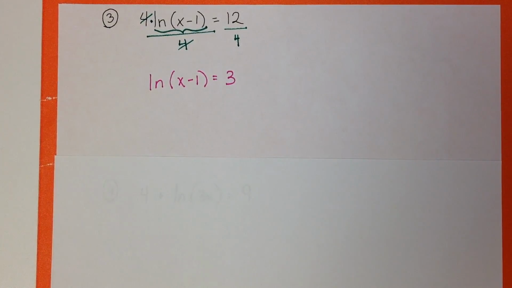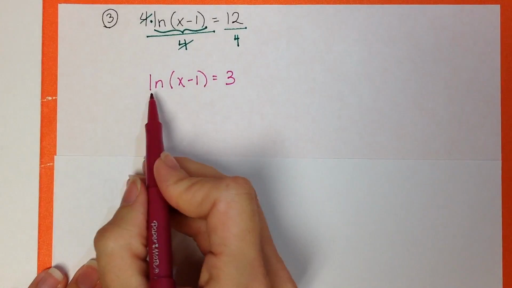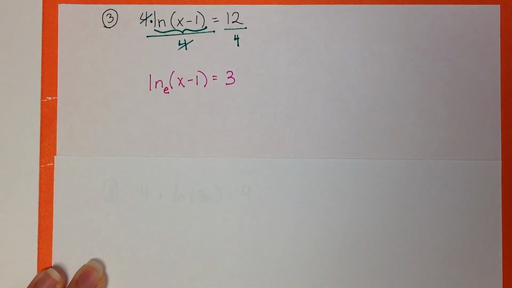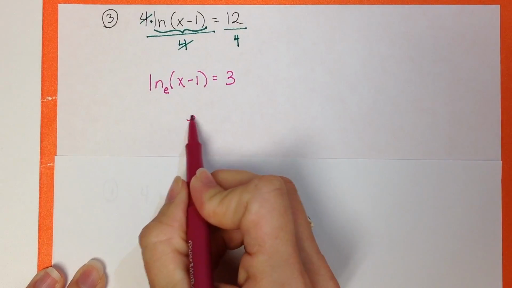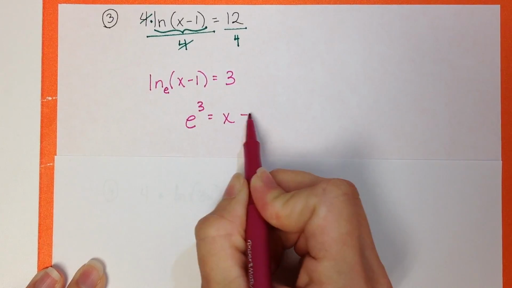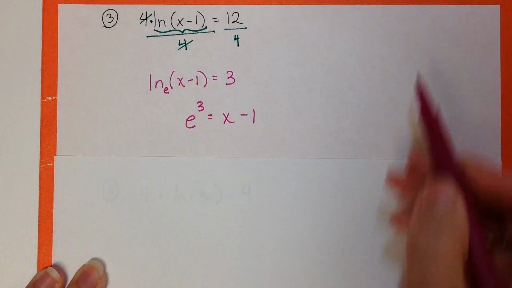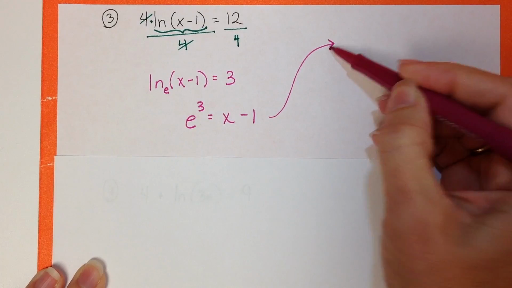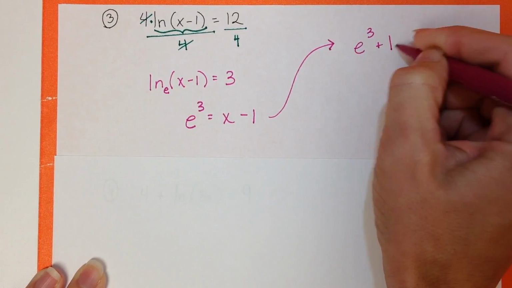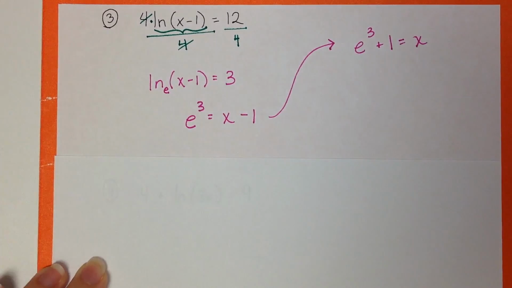Okay, so now step 2 is the same. You've got to change it to exponential form. Now, since we've switched over here to having an ln, you've got to remember you've got an understood base of e. So I would have e to the third power is equal to x minus 1. Okay, now to get x by itself, you would have to add 1, so you have e to the third plus 1 is equal to x.